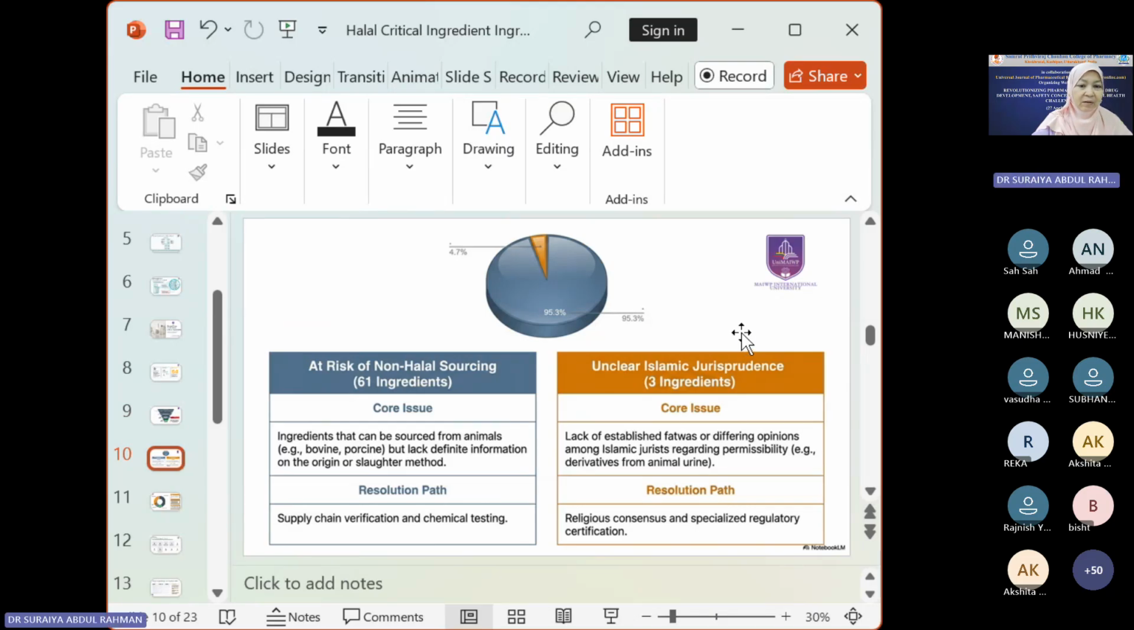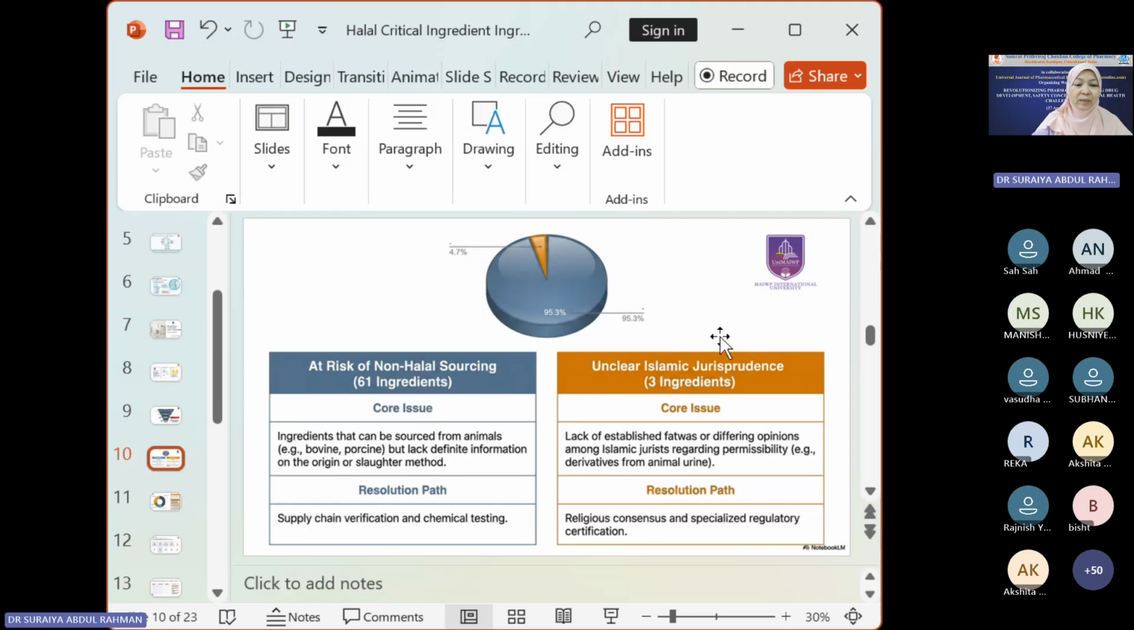From the findings, the critical ingredients can be divided into two reasons. The raw ingredient is considered critical because of two main reasons. The first one is because they are shubha, or doubtful in terms of their origin, meaning they are at risk of non-halal sourcing. So, ingredients that are sourced from animals, bovine, porcine, and lack defined information on the origin or the slaughter status of the animals. That is the key reason it is considered critical.